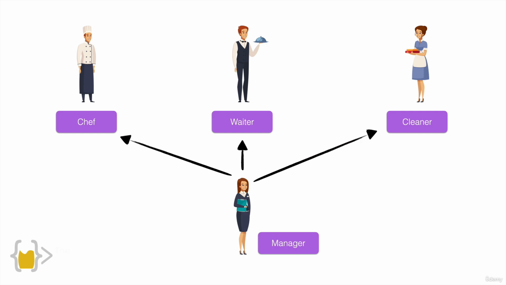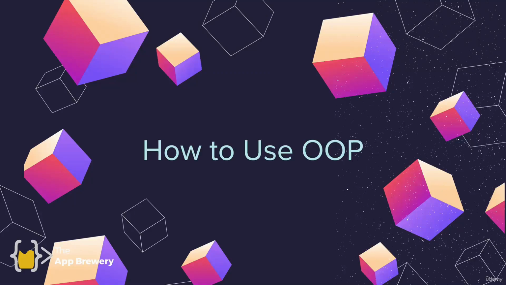But then you won't have to worry about the nitty-gritty details of exactly how they need to go about doing their jobs. So for example, you don't need to tell the waiter how to wait on customers, and you don't need to tell the chef how to cook an egg because they already know how to do that. And we can use the same concept to simplify the relationships in our code and make it scalable for larger and more complex projects.